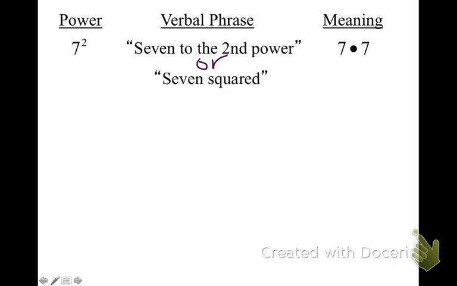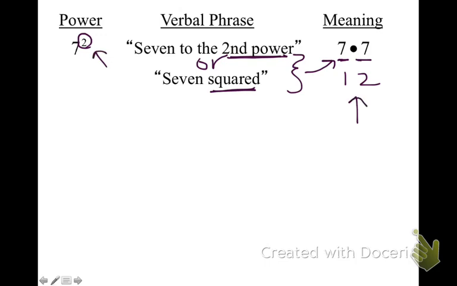So whenever we see a little 2, our power of 2, there are 2 different ways of saying it. We can either say it's 7 to the 2nd power, or we can call it 7 squared. I'll use either way, but it still means the same thing. It's just 7 times 7. There's a 2 here, so I should have 2 terms right here. But remember, there's 2 different ways of saying it: either the 2nd power or squared.